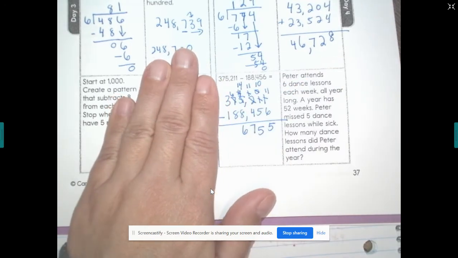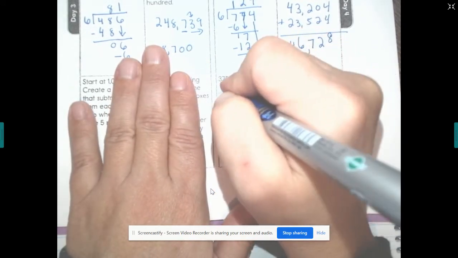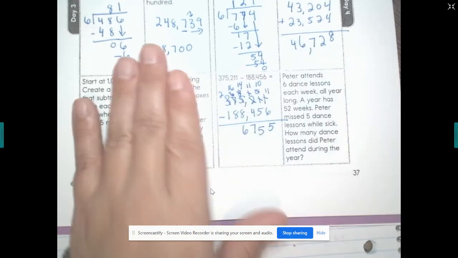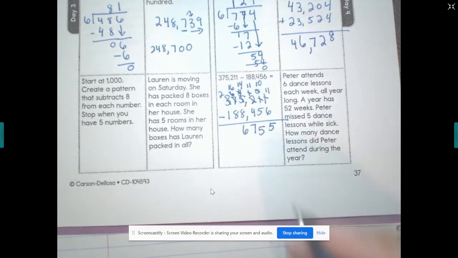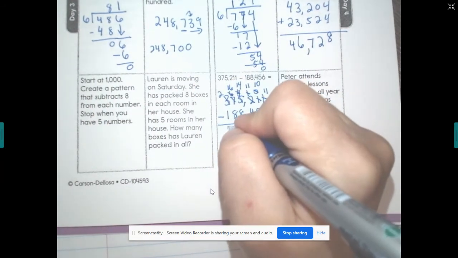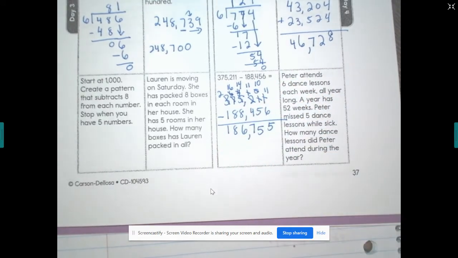6 minus 8 you can't do. Go to the hundred thousands place. This becomes a 2. This becomes 16. 16 minus 8 is 8. 2 minus 1 is 1. So 186,755. All right, last problem is a word problem.